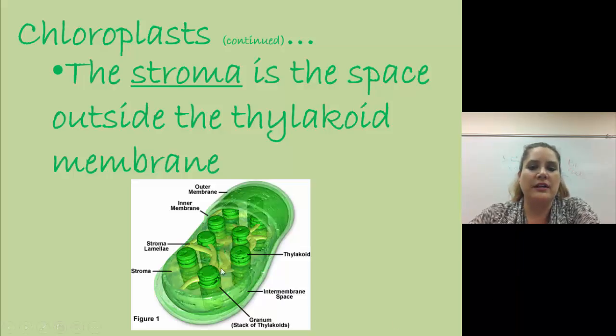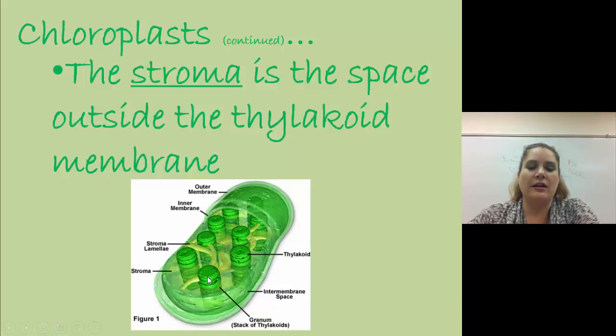So if you look in here, you have your outer membrane, you have your inner membrane, and then even inside the inner membrane, there's another membrane called the thylakoid. And the thylakoid membrane stacks up into these grana. So one stack is a granum, but the whole group of them is called grana. All right, so again, outer membrane, inner membrane, and then you have the thylakoid membrane that's stacked up into these grana.